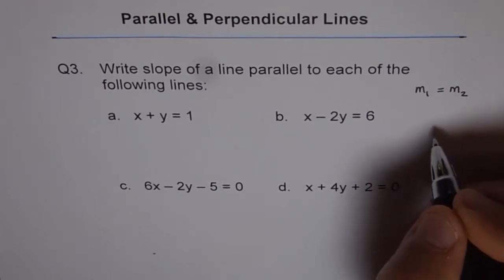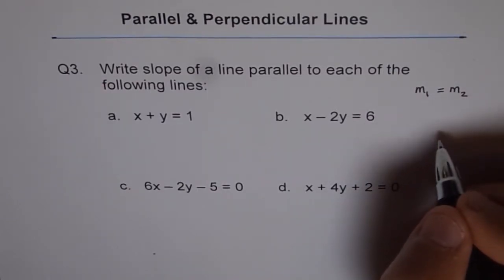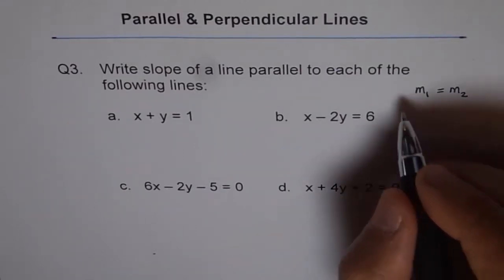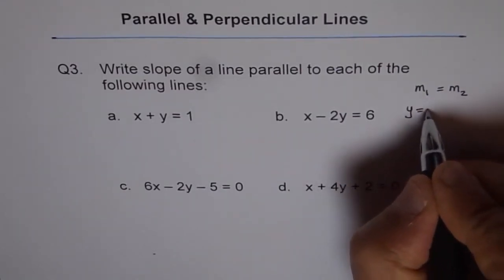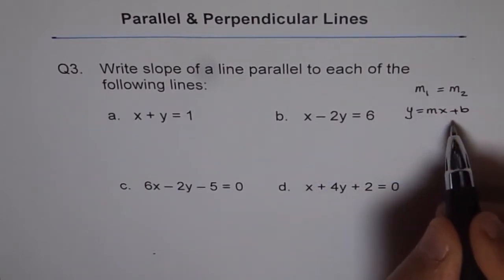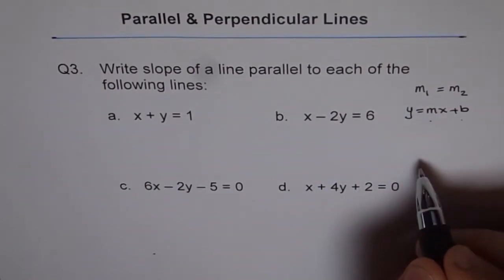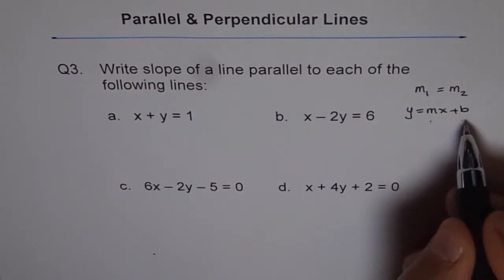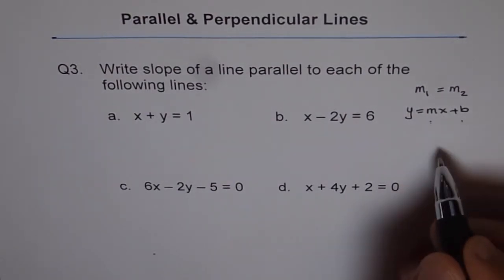Now the question is how to find the slope of a line. The best way to find the slope of a line is to write it in y equals mx plus b form. So y equals mx plus b, right? This is also called slope-intercept form. m is the slope and b is the y-intercept, okay?